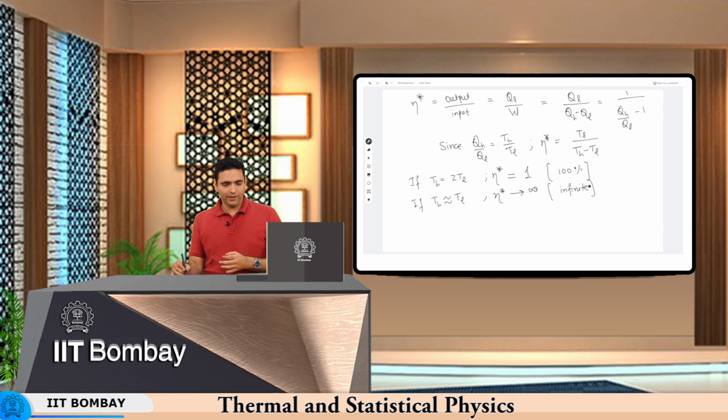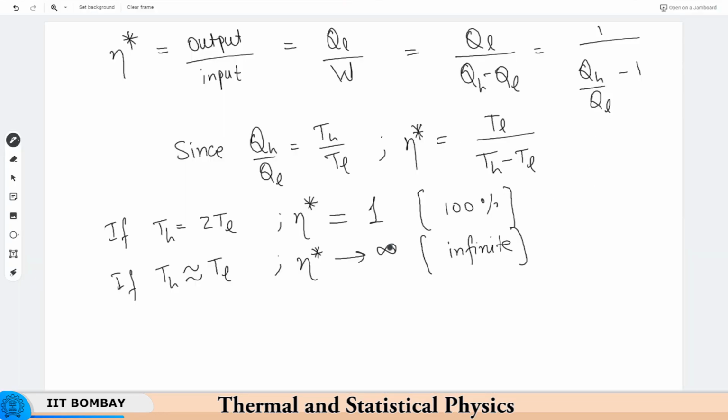But how do we make sense of it? Efficiency can never be more than 100%. Basically it boils down to the statement of the second law. Remember in the second law, from the Kelvin statement, we said that the complete conversion of heat into work is not allowed, but there is no statement about the conversion of work into heat. It turns out you can convert work into heat with 100% efficiency, but the second law statement is about conversion of heat into work.